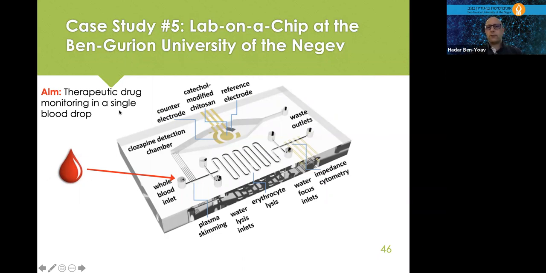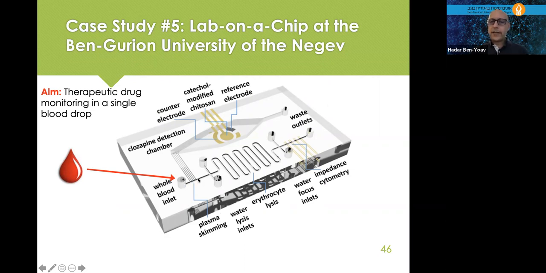Because we want to detect the drug itself, and if you remember, we have the whole blood, we have the plasma. So we want to detect the drug in the plasma solution. And we want to take the white blood cells in the cell portion. Remember, you have the plasma and the cells. So the first part is that we need to take the whole blood and separate it into plasma and the cells. This part of it is the plasma skimming. And this is how it works.